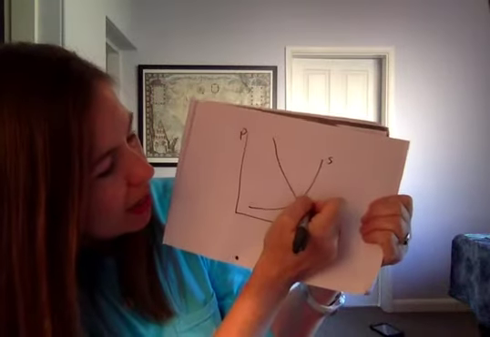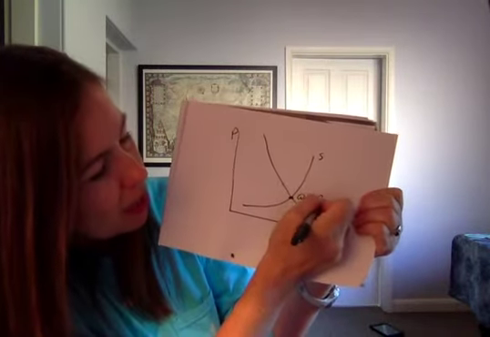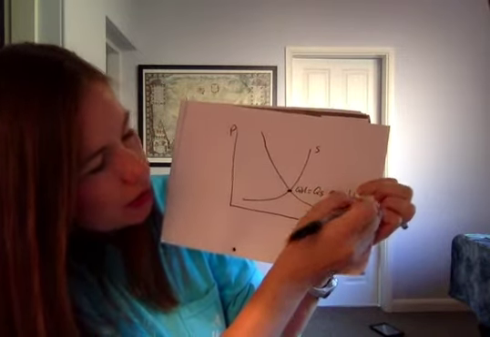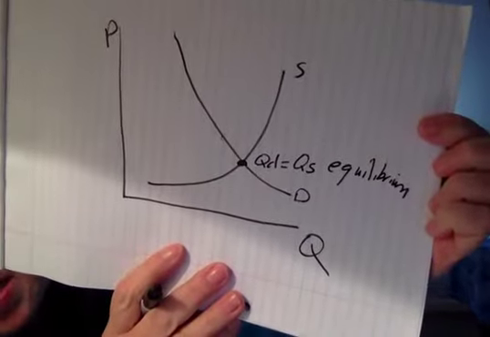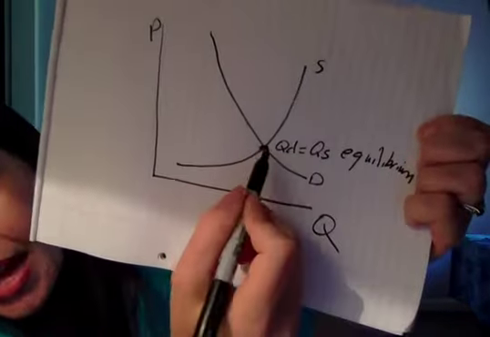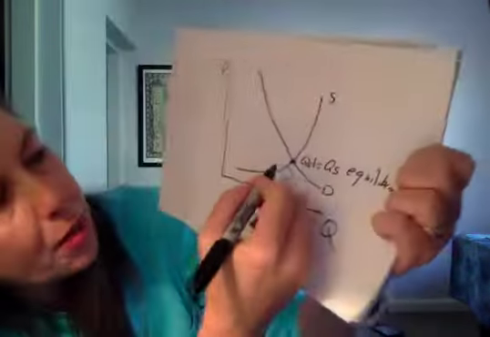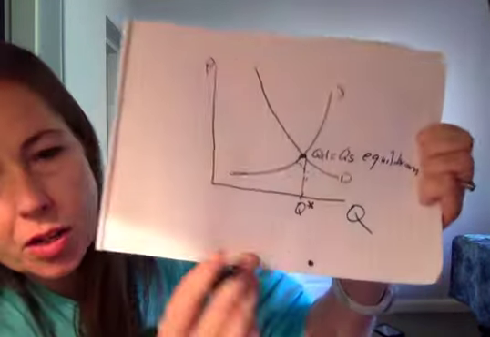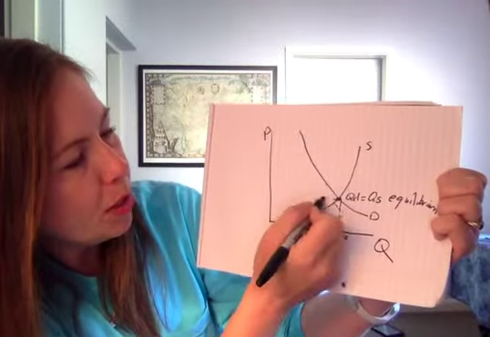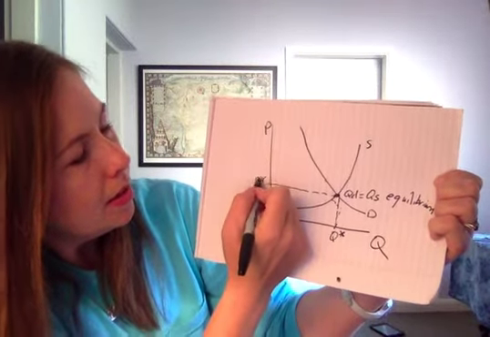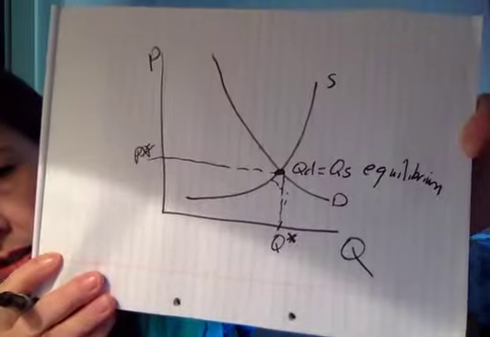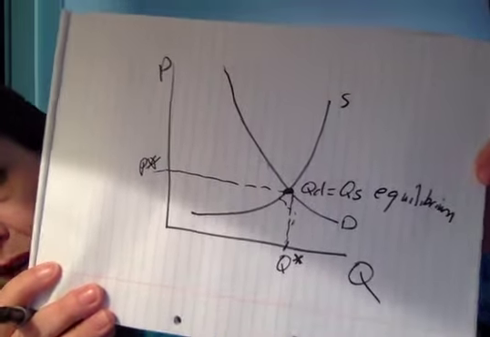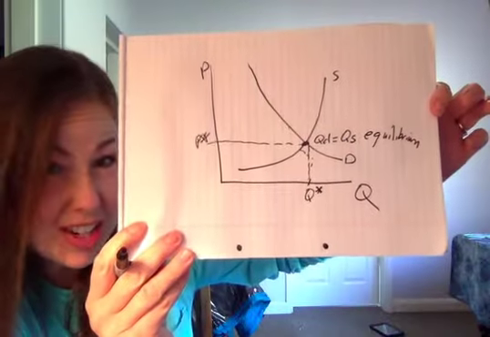Wherever quantity demanded equals quantity supplied, that's called our equilibrium. Okay? Quantity demanded equals quantity supplied, that's our equilibrium. And that determines our equilibrium. Sorry, I'm trying to draw this from abroad. This is our equilibrium quantity, which we'll put a Q star, and our equilibrium price, which we'll put a P star. This is our equilibrium.